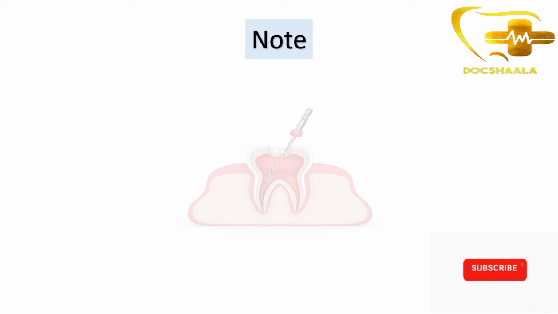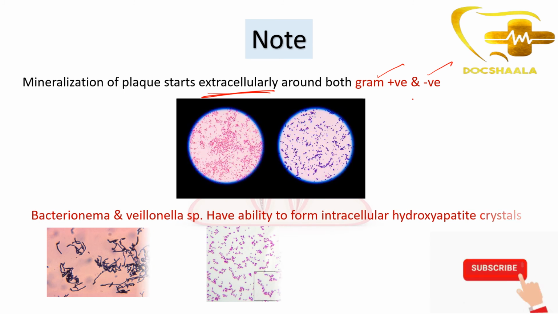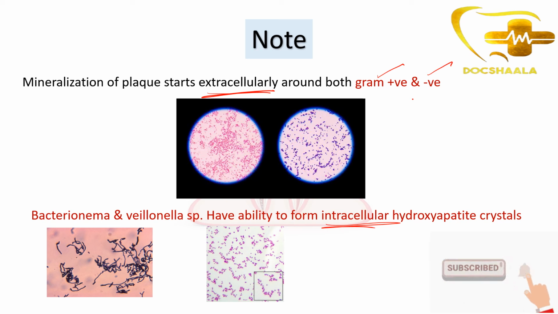A small note here. Mineralization of plaque starts extracellularly around both gram-positive and gram-negative organisms. Okay, extracellularly, outside the cell, it starts around both gram-positive and gram-negative organisms, whereas intracellularly, Bacterionema and Veillonella species have the ability to form hydroxyapatite crystals. Okay, this is just a point you can remember.